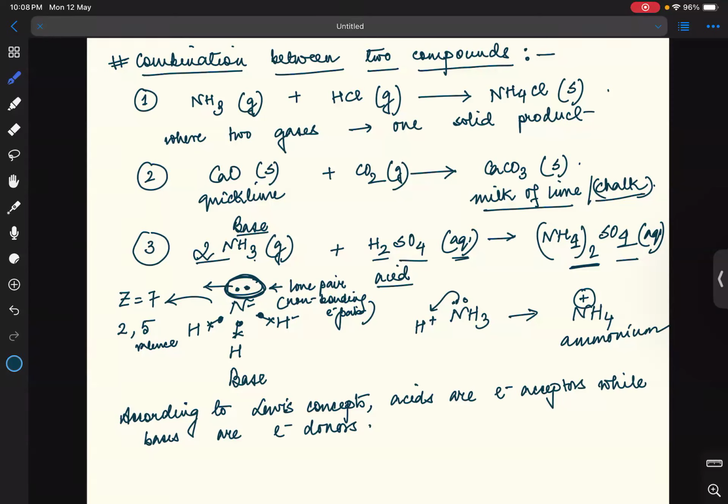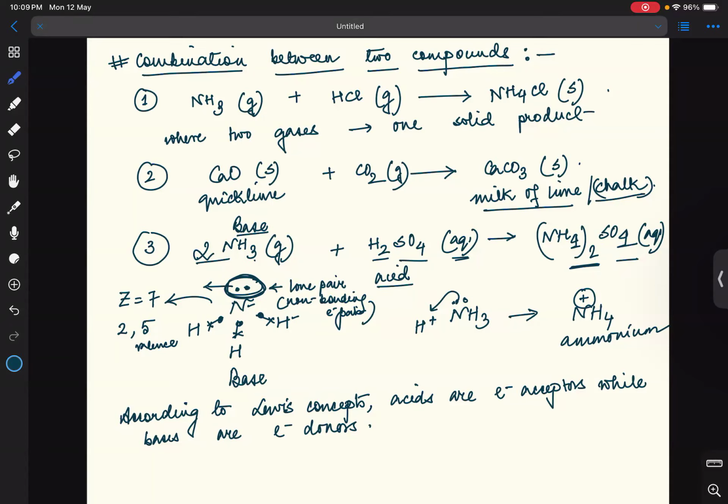I'll explain this concept of bonding and coordinate bonding later. But just remember, those compounds with a lone pair can easily behave as Lewis bases because of their capacity to donate the pair of electrons. Is that clear, students? So yes, ammonia behaves as a base, and sulfuric acid behaves as an acid to give you a neutralized salt.